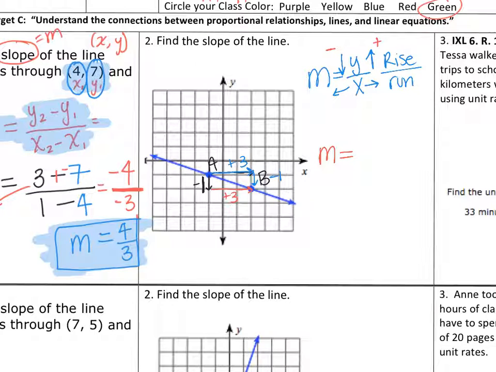So I went down 1, negative 1, and I went over positive 3. So a way to make this cleaner would be M is equal to negative 1/3. That's my slope.